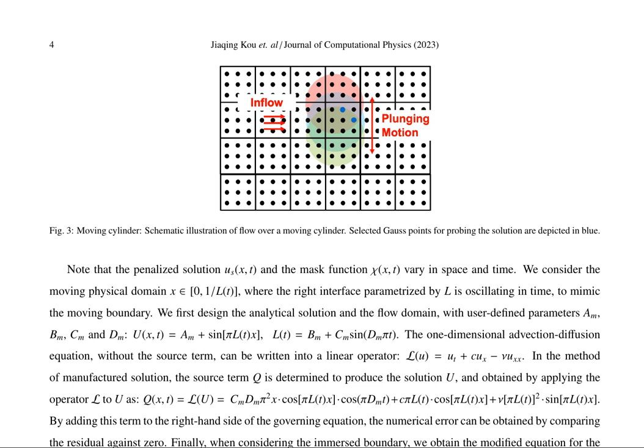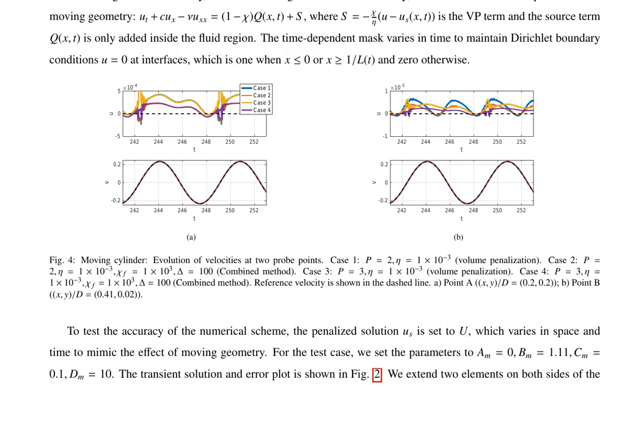The paper also formulates the modified equation for the moving geometry, incorporating the velocity potential term and the source term. Figures 3 and 4 illustrate the evolution of velocities at probe points, demonstrating the accuracy of the numerical scheme. The authors test the accuracy by setting the penalized solution equal to the analytical solution, varying in space and time to mimic the moving geometry. This innovative approach provides a robust and efficient way to solve complex fluid dynamics problems involving moving boundaries.